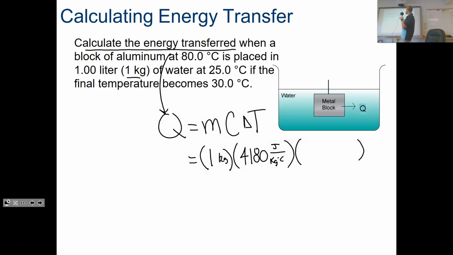And then the change in temperature. The delta T stands for the change in temperature. So the temperature goes from 25 to 30. So this changes temperature a positive 5 degrees Celsius. Now, if you multiply 1 times 4180 times 5, it's really important that you look at your units in this stuff because kilograms cancels off kilograms, degrees Celsius cancels off degrees Celsius, so you're left with joules.